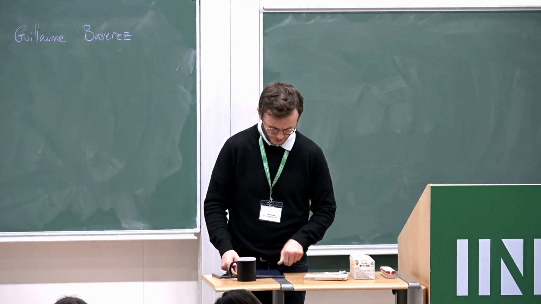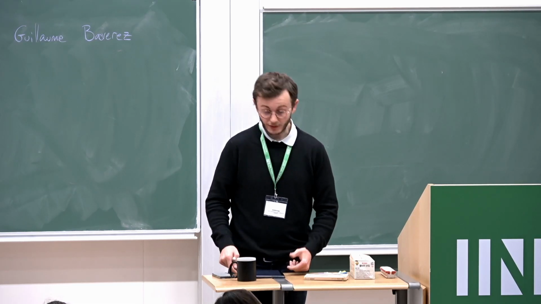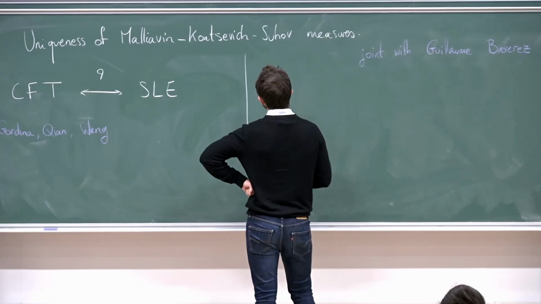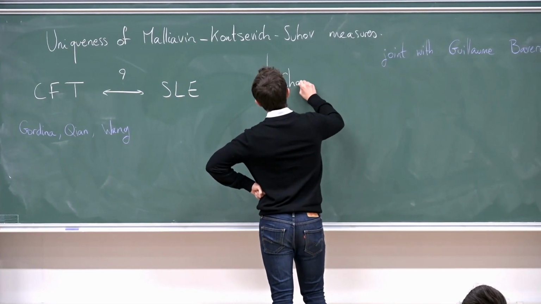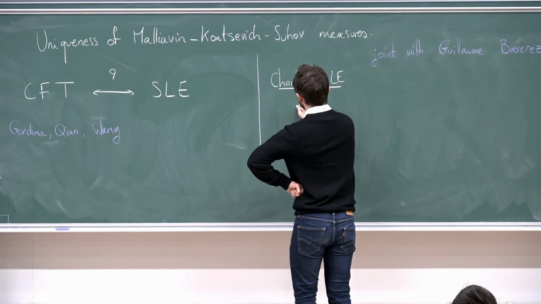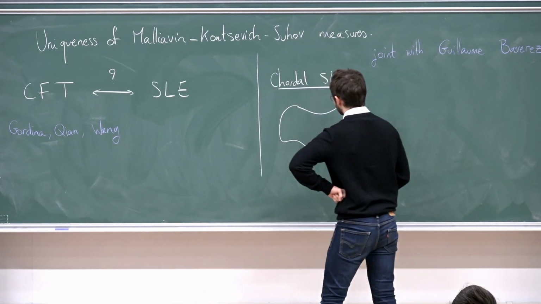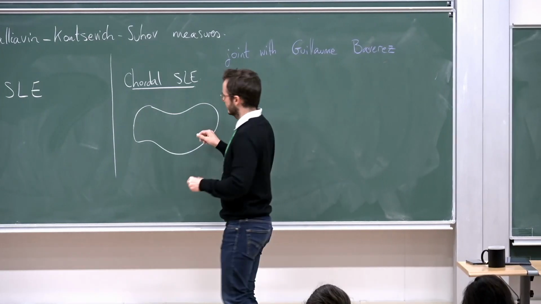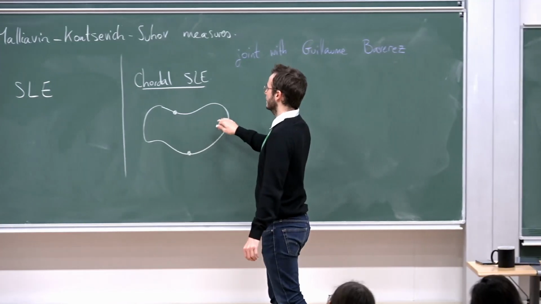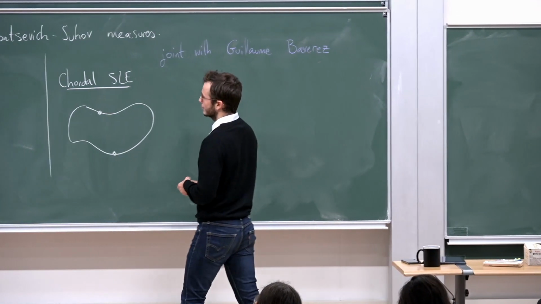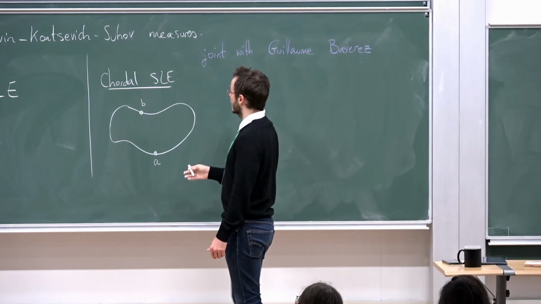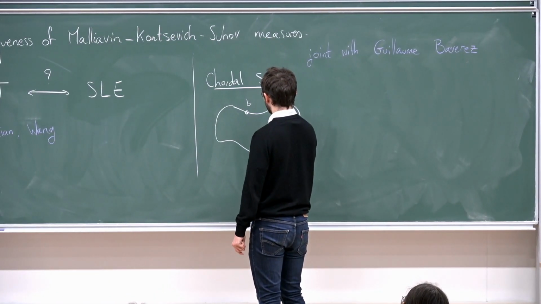Now I'm going to talk about another motivation, if you want. For that, I just want to come back to the setting of chordal SLE. This will be a definition of SLE, the original definition of Schramm. So I have a simply connected domain like this, and two boundary points, A and B, and I want to talk about an SLE curve from A to B.